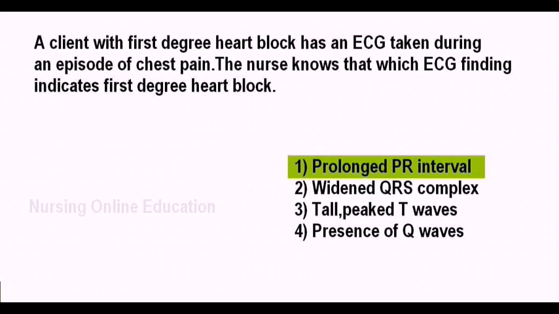So when we take an ECG during the pain, if the patient is having first degree heart block, the expected finding in the ECG is prolonged PR interval. The second one, ST segment elevation or ST segment depression. These 3 changes are mainly occurring in the patients who are having first degree heart block. So the answer is of course the first one, prolonged PR interval.